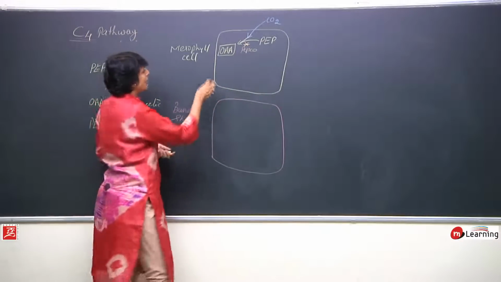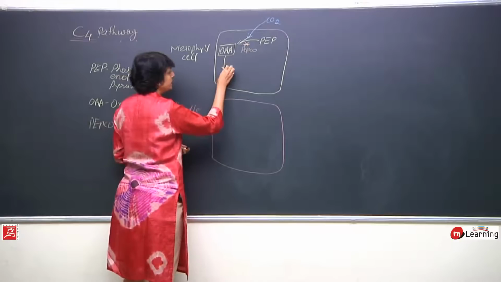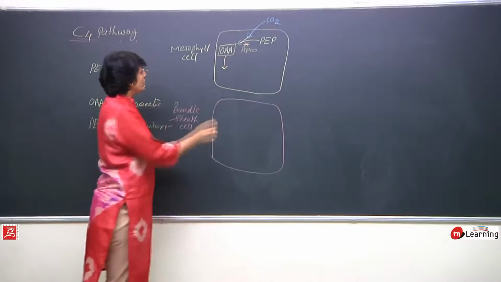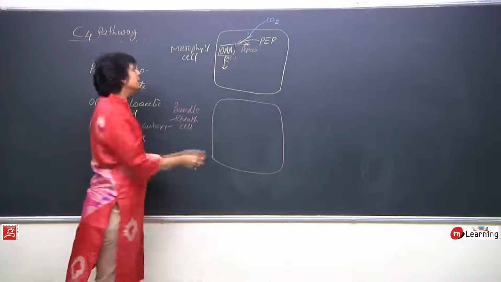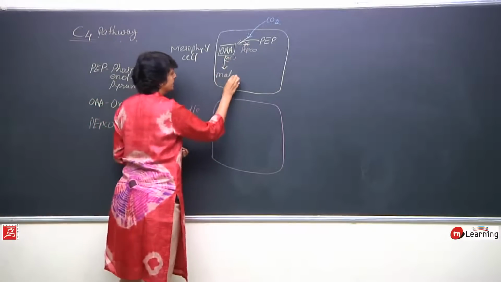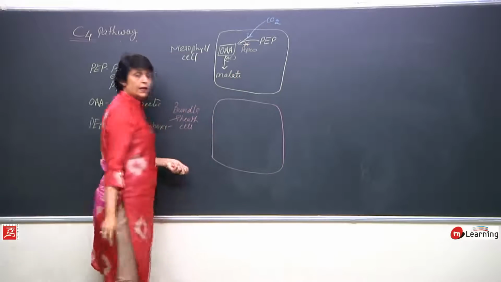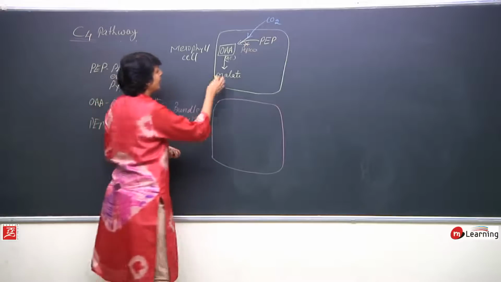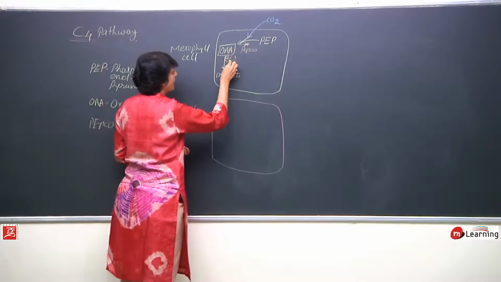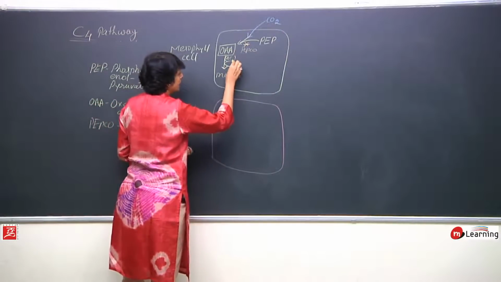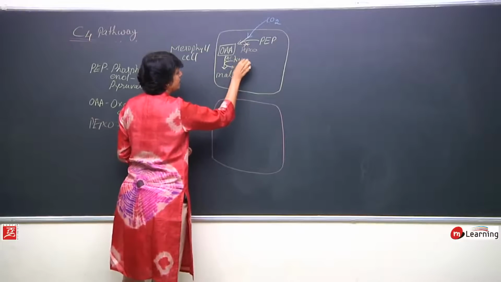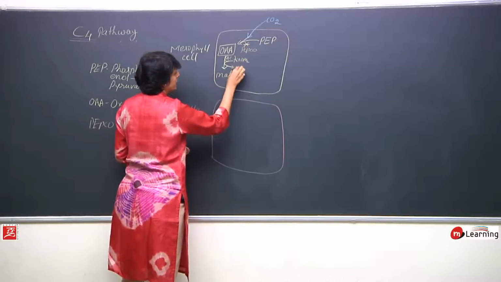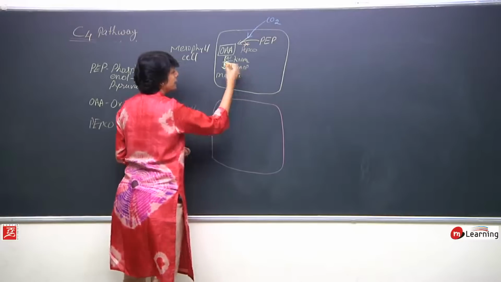Now this oxaloacetic acid, a 4-carbon compound, is converted into malate. For conversion of oxaloacetate into malate, reduction is required. So NADPH2 will get converted into NADP.